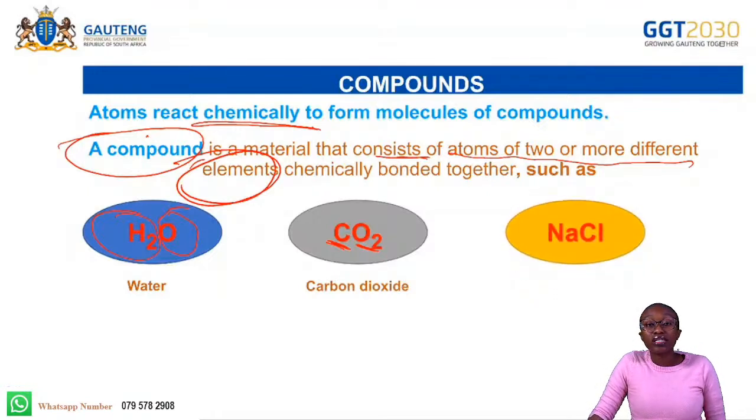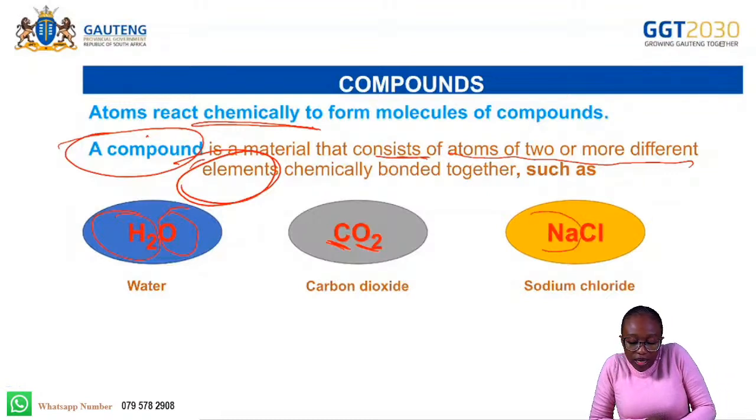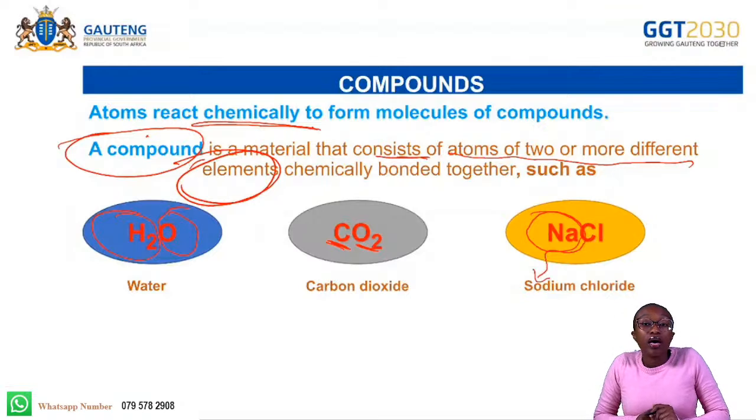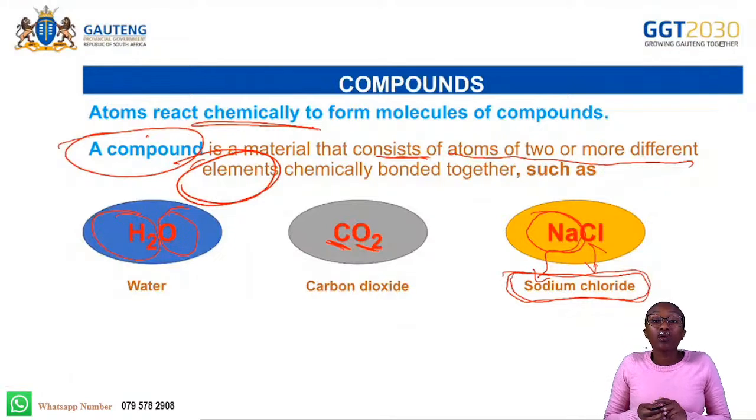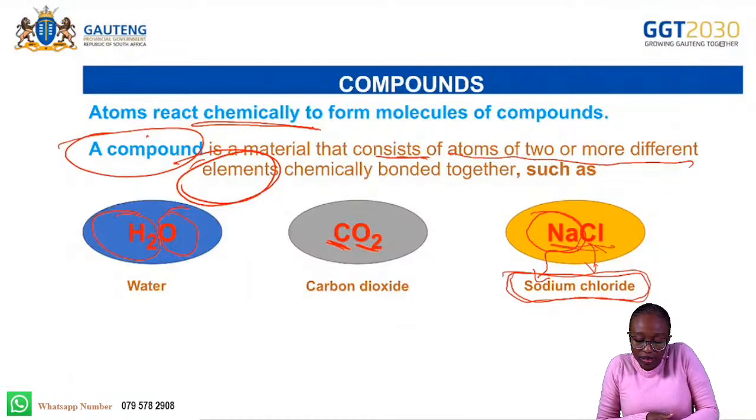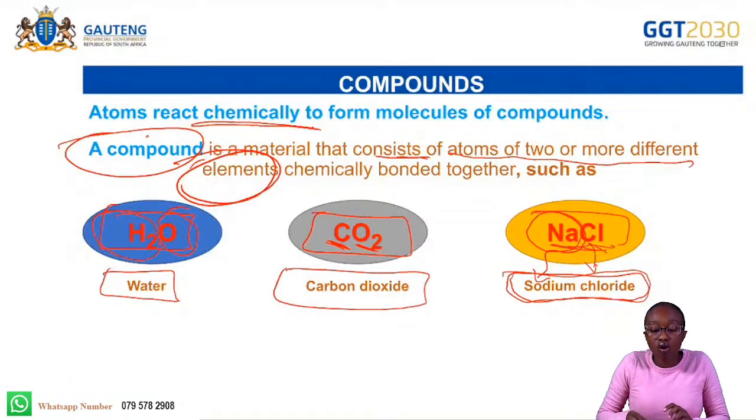And then the next one is sodium chloride. Remember, Na is the chemical symbol for sodium, and Cl is for chlorine, and the compound name is sodium chloride. That's the name of the compound. The compound consists of two atoms, one atom belonging to sodium and the other atom belonging to chlorine. That's why we are writing it like this. That's the chemical formula. So these are the chemical formulas and these are the names of the compounds.